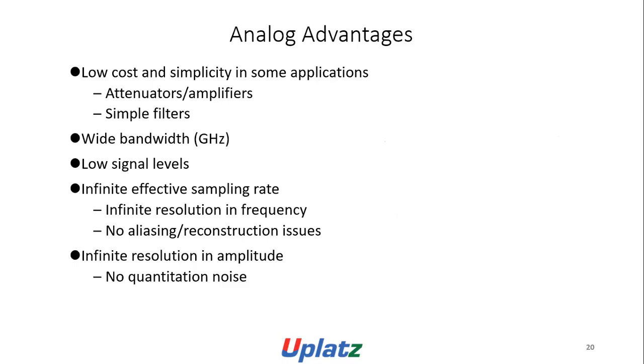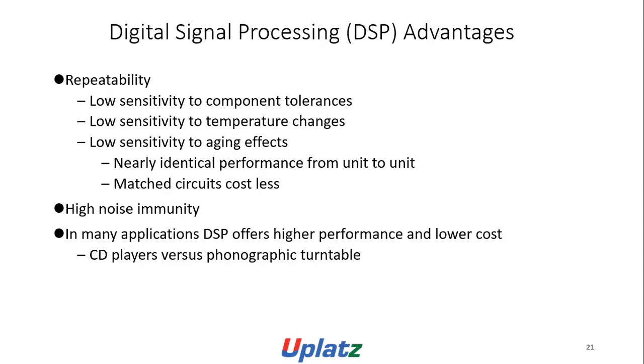Analog advantages: low cost and simplicity in some applications like monitor amplifiers and simple filters, wide bandwidth, low signal levels, infinite effective sampling rate, infinite resolution in frequency, no aliasing or reconstruction issues, infinite resolution in amplitude, and no quantization noise. Digital signal processing advantages: repeatability, low sensitivity to component tolerances, temperature changes, and aging effects, nearly identical performance from unit to unit, matched circuit cost, and high noise immunity. In many applications, DSP offers higher performance and lower cost, like CD players versus phonographic turntables.